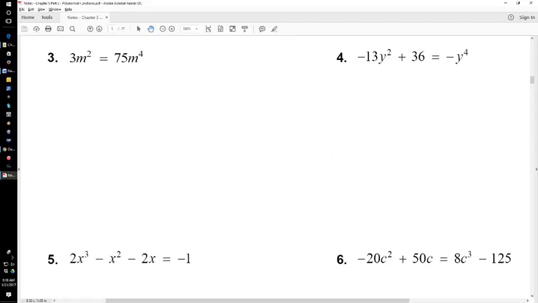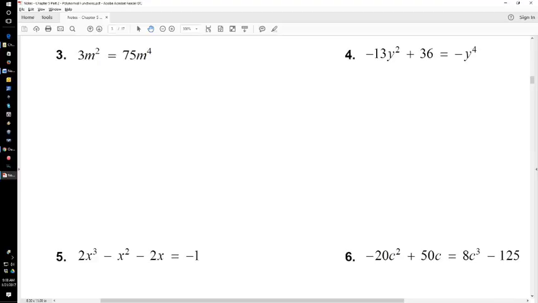Number 3, same idea. Get everything to one side, see if you can divide something out. Because the biggest exponent is on the right, I'm going to move everything to the right, because I like my biggest exponent to be positive. It's nothing that you have to do. It is simply a personal preference.